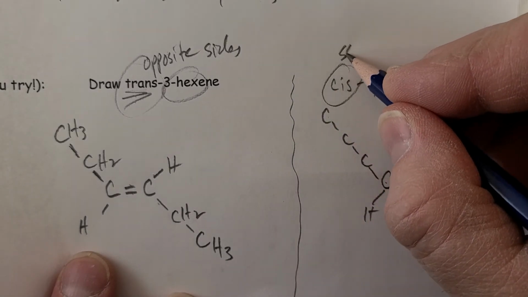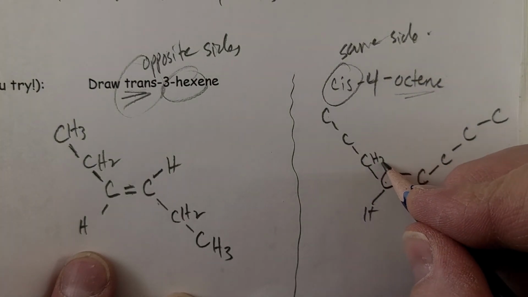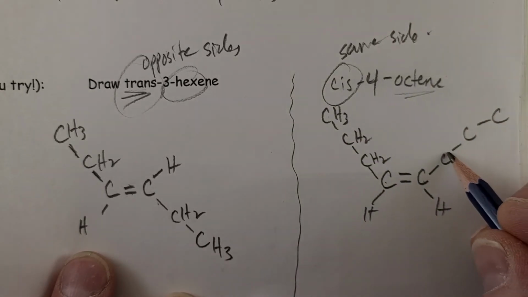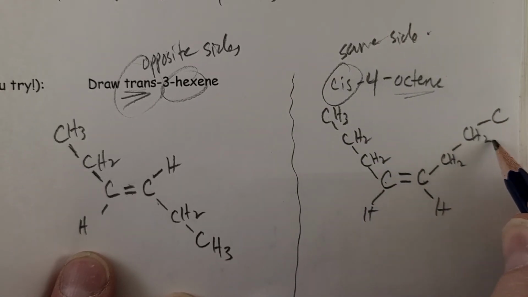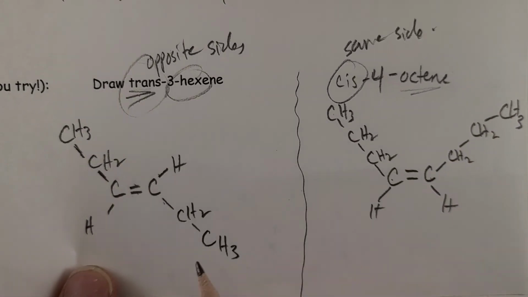Same side, or opposite, or going up, or same side going down. Then just filling in the H's, need 2 there, need 2 here, and need 3 over there. All right, so that's how you do the cis-trans isomers.